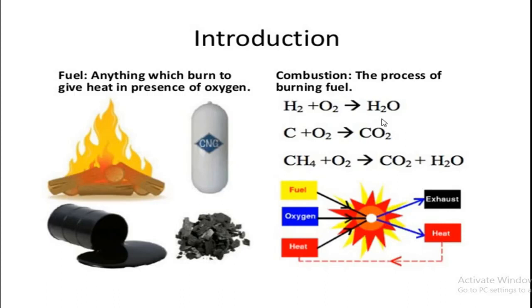If we are using an excessive amount of oxygen, then carbon dioxide is the product. But if a limited supply of oxygen is used, then carbon monoxide is produced. We are going to speak about it further. If methane is used as a fuel and it is undergoing combustion, then carbon dioxide and water are produced along with the production of heat energy.